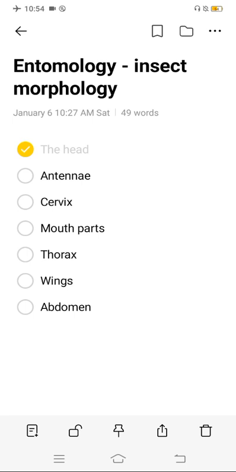wait a minute, till now we were learning about the sutures. Next is about the sclerites.